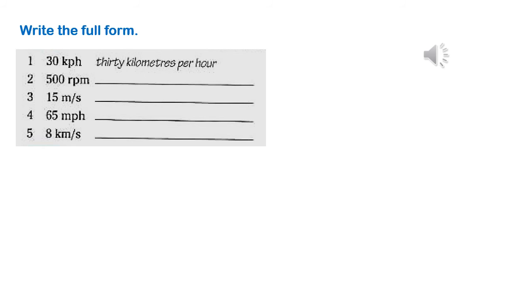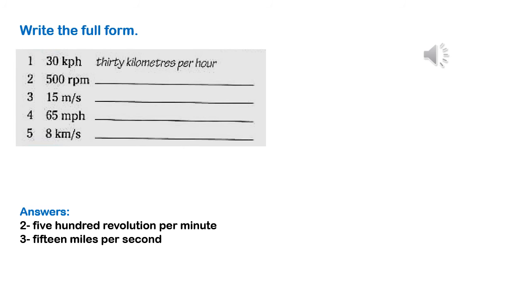So as you listen to the audio, now let's move on to the answers. So number 1, it's answered. So what's number 2? Did you get it? It's 500 what? Yes, 500 revolutions per minute. Okay, number 3, 15, it's 15 meter or miles, it's miles, 15 miles per second.